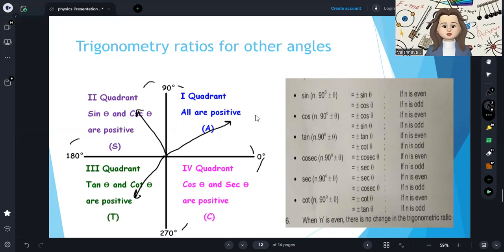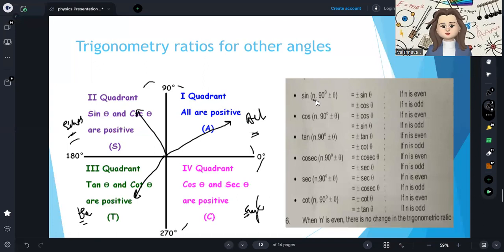So for this, what you have to remember is All Silver Tea Cups. For everything, see the first letter. All. S means sine and cosecant. T means tan and cot. Cup means C, cos and secant. Clear? Now, as we can see from the text beside, if n is a multiple of 90, you'll understand when I'm doing a few problems. I'll show you how to do it.